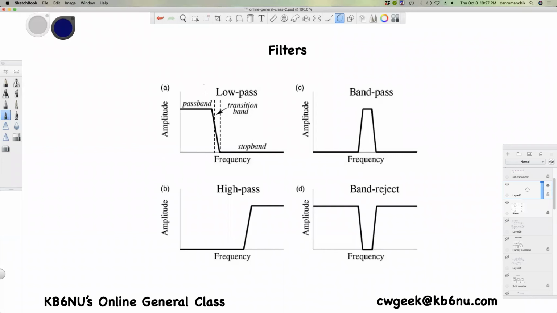So here's a low pass filter, right? So it passes any signals whose frequency is less than the cutoff frequency. And this right here is the cutoff frequency.